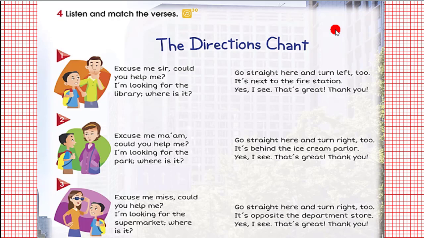Excuse me, ma'am. Could you help me? I'm looking for the park. Where is it? Go straight here and turn right too. It's opposite the department store. Yes, I see. That's great. Thank you.